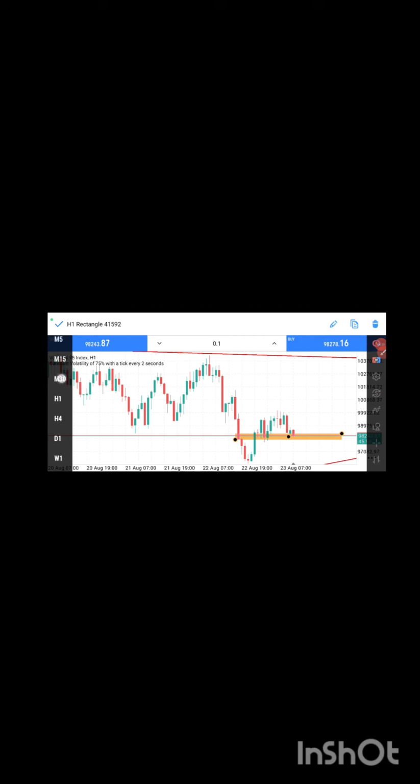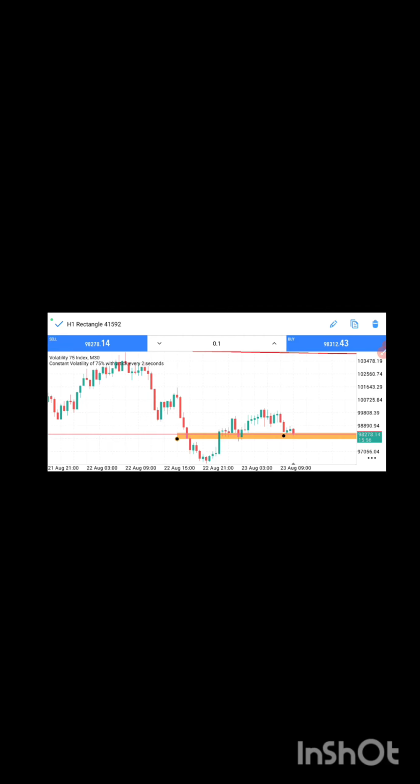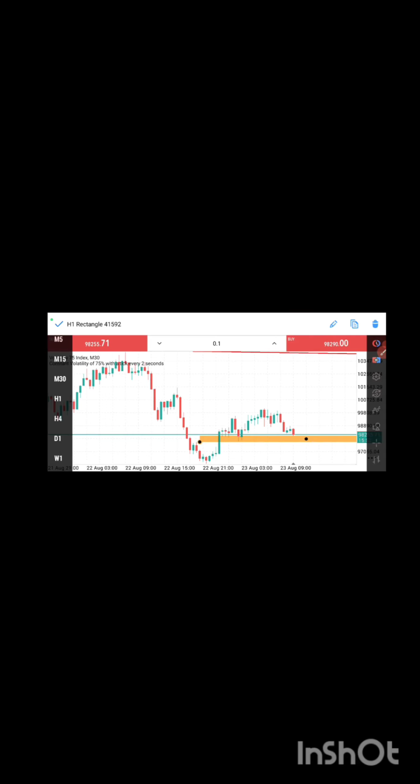Okay, and then you go to 30 minutes, you also see more confirmation to actually buy this market here. At least you have to buy here and put your stop loss somewhere here. That is 600 pips and you're targeting 6,000. That is 1:10, right? Risk reward.